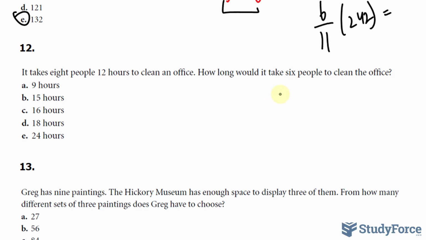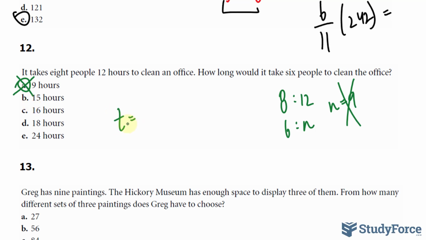So you might be tempted to say 8 to 12 and 6 to n, and solving for n you end up with 9. That's not the right way. So you might be tempted to select 9, but that's not the case, okay? What we do know is that the more people that you have, the less time it takes. And to represent that algebraically, we can say that the time, t, that it takes to finish is equal to a constant k times 1 over n, where the time is inversely proportional to the number of people.